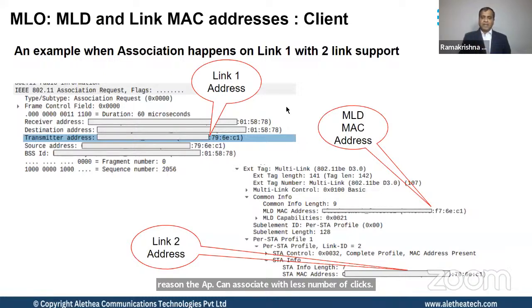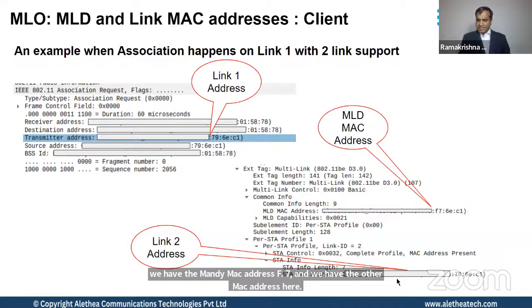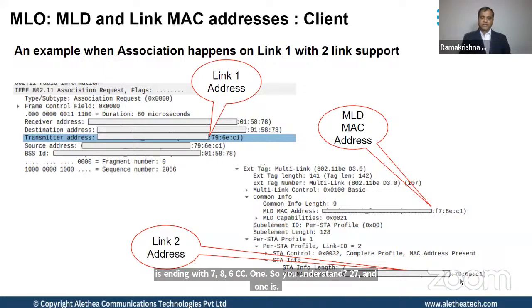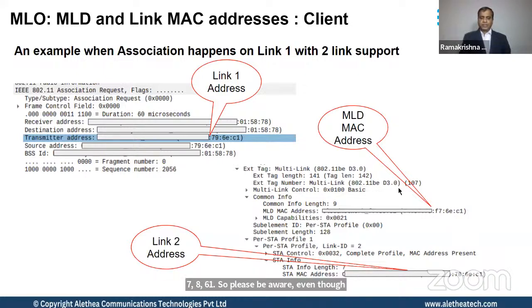Now, this is how the MAC addresses would look for a case where the association is happening. So the link 1 address is the transmitter address in the association request. This is ending with 796CC1, and we have the MLD MAC address F76CC1, and we have the other MAC address here, which is ending with 786CC1. So you understand, one is 796CC1 and one is 786CC1. Please be aware, even though they look the same, they will be different. So this is how you get both the link addresses.